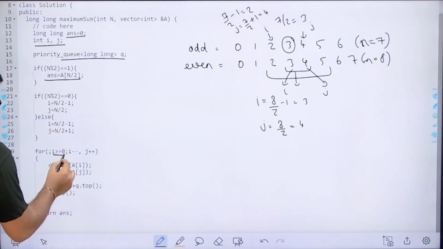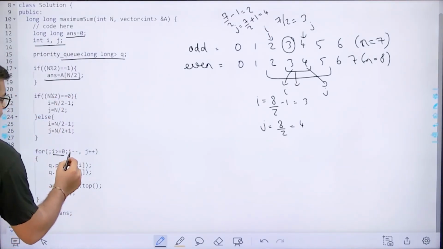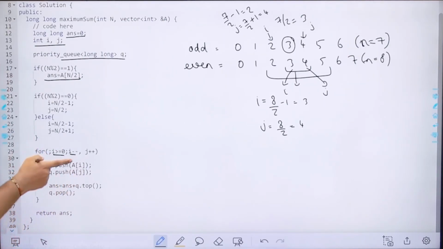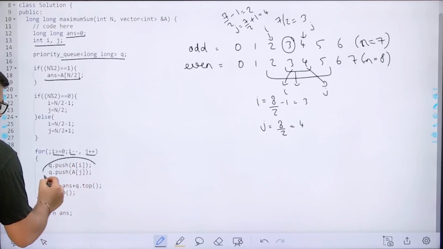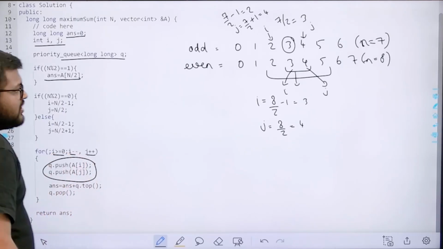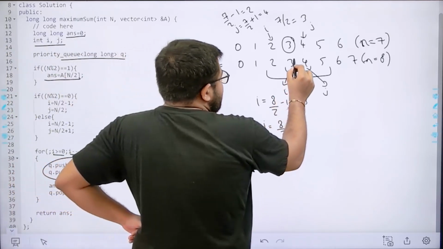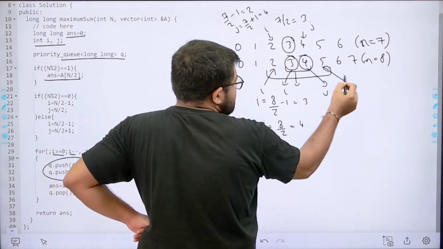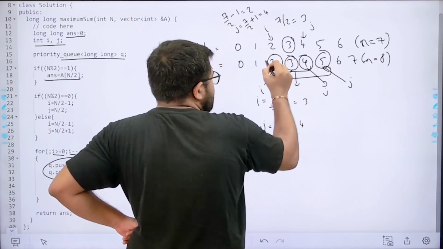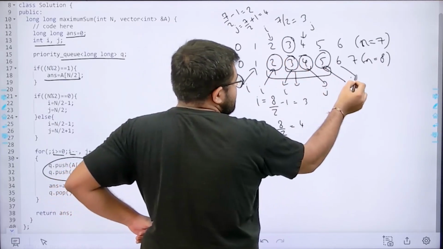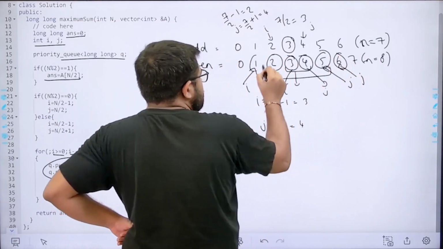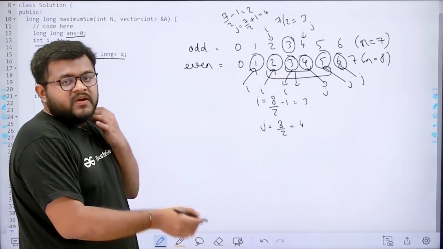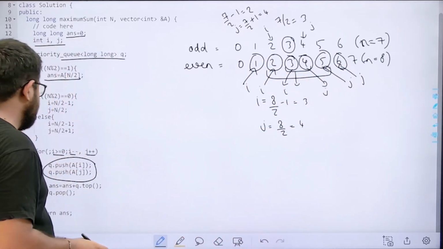Now until I is greater than equal to 0, decrease I by 1 at every step and increase j by 1. Add the elements at indexes I and j to the priority queue. So basically add these two in the priority queue, then I will come here, then j will come here. Then add these two in the priority queue, I will come here, j will come here. Then add these two in priority queue, and so on. Okay, we are expanding the array in reverse direction.